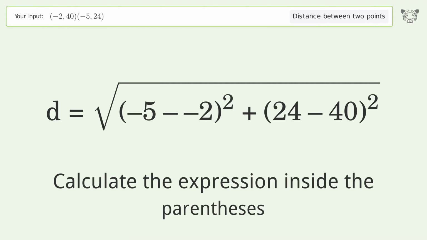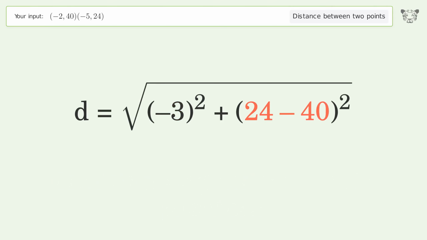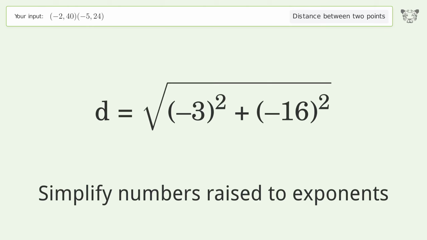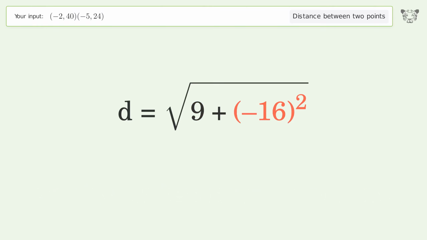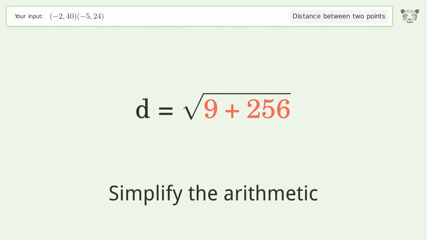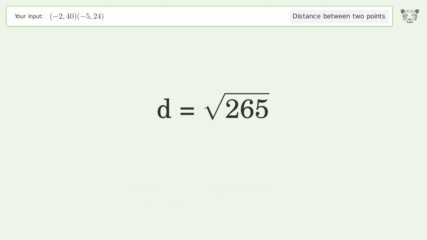Calculate the expression inside the parentheses. Simplify numbers raised to exponents. Simplify the arithmetic. And so the distance between the two points is the square root of 265, or 16.279.